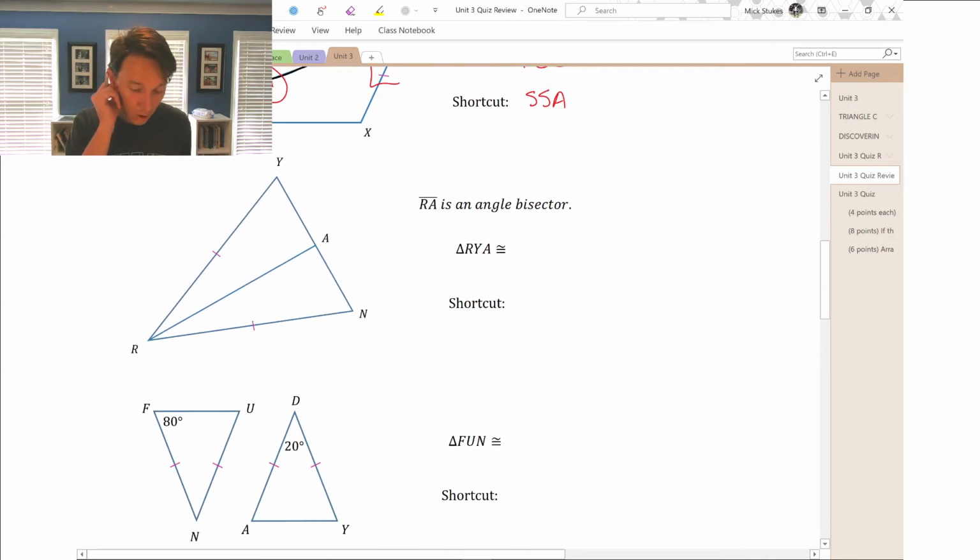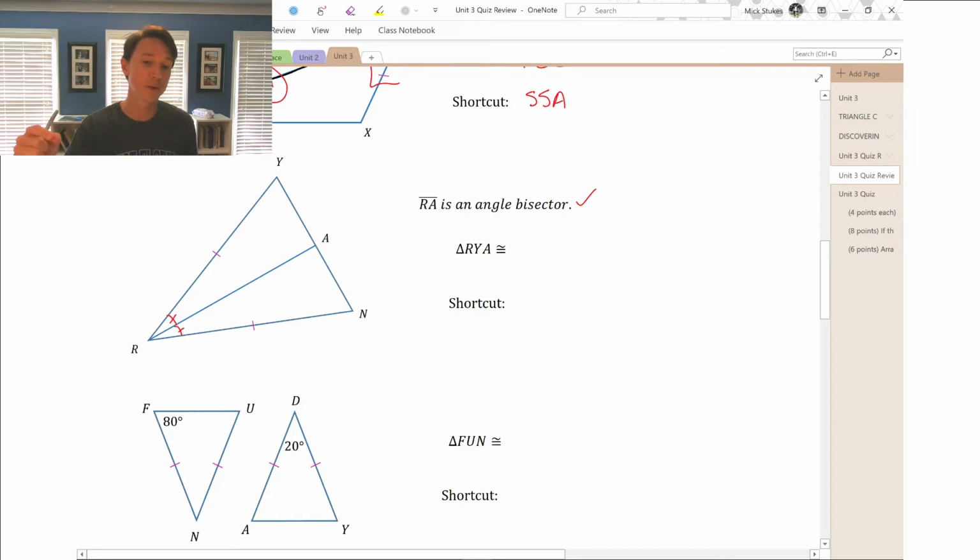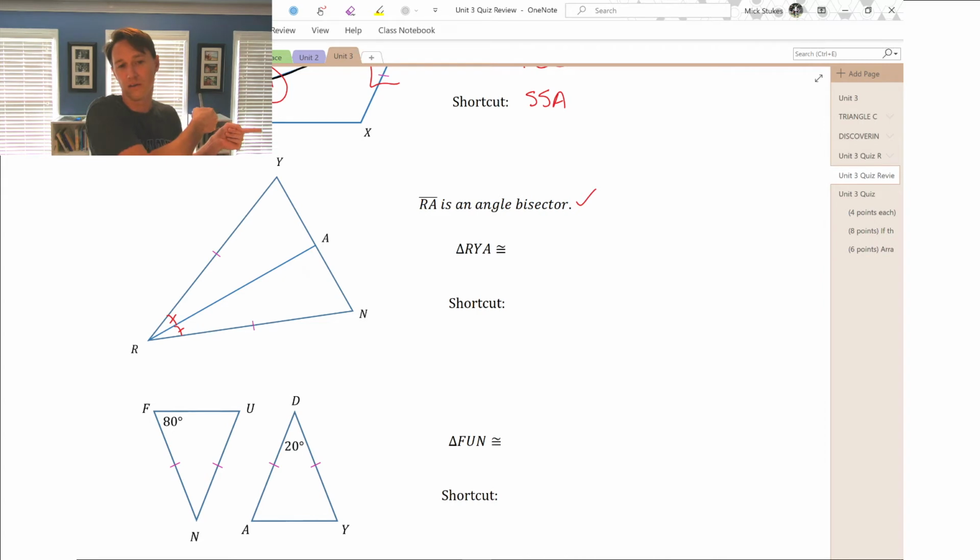On to the next one. Well, RA is an angle bisector. Let me see. Okay. So again, I'm sifting through the diagram to see if I can find some more information. All right, well, I've got this and this are equal because RA bisects my angle. Remember, sometimes you may get information about the diagram that's separate from the diagram, like RA is an angle bisector, which is telling me a little bit more about the diagram than what I've got.